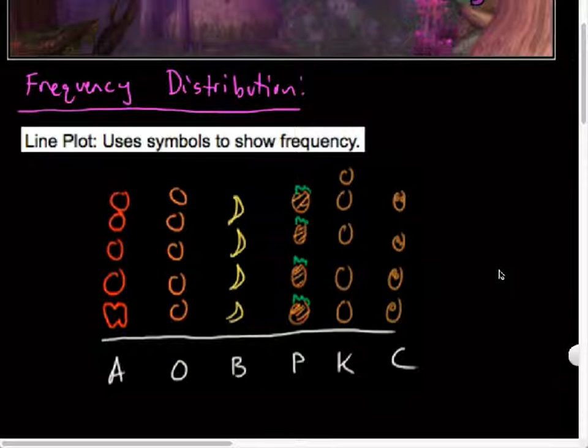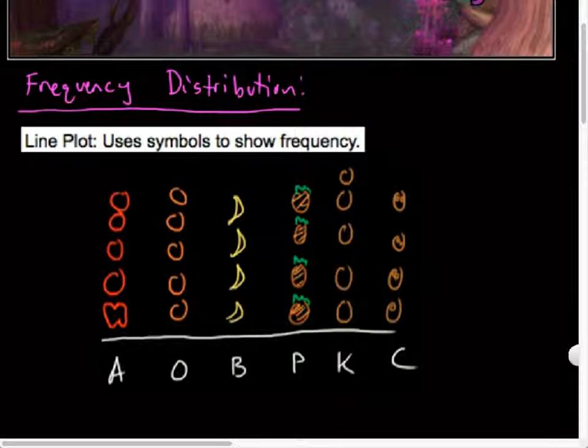So a line plot uses symbols to show frequency. You might have seen a line plot in that SpongeBob episode when he went to driver's school with Patrick and he got the good noodle stars. The number of good noodle stars he got was like a symbol representing the frequency of the number of good things he did in class, right? So that's a line plot, and it measures the frequency of information.